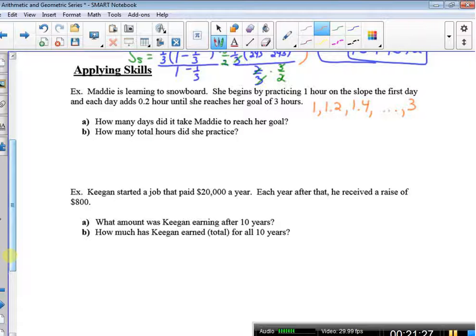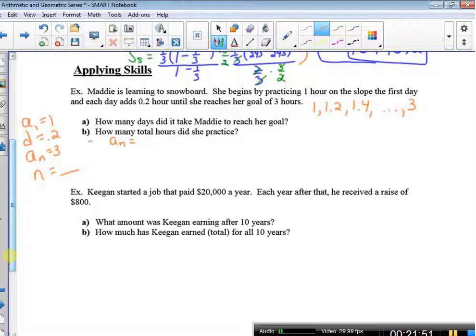So for part A, I'm going to list out. I know A sub 1 is 1. I know D is 0.2. It's arithmetic because I'm adding. That's why I said D. I know A sub n is equal to 3, and I'm looking for n. I don't know. That's what I need. So I may need to use this formula.